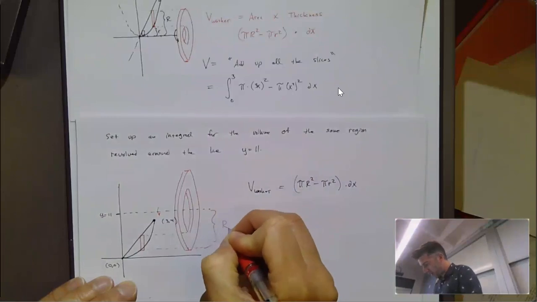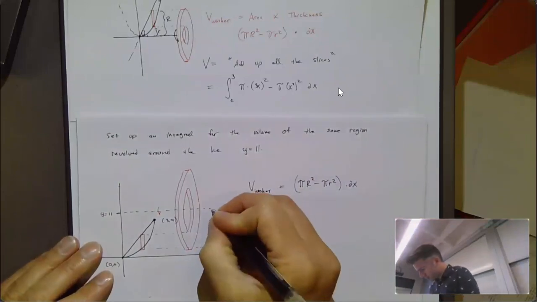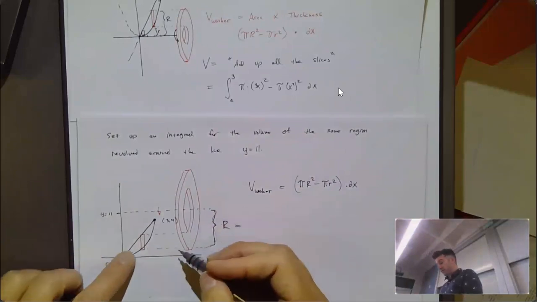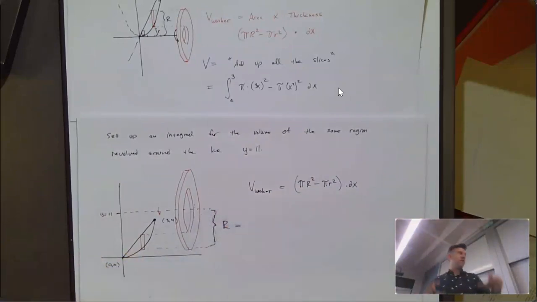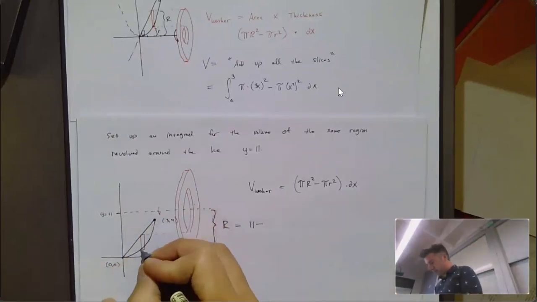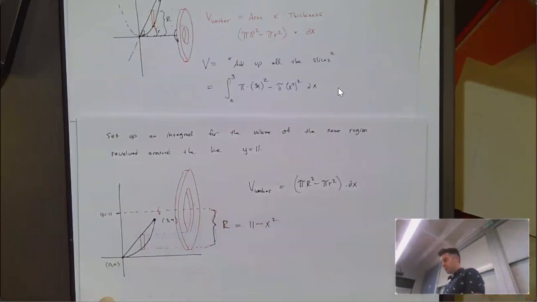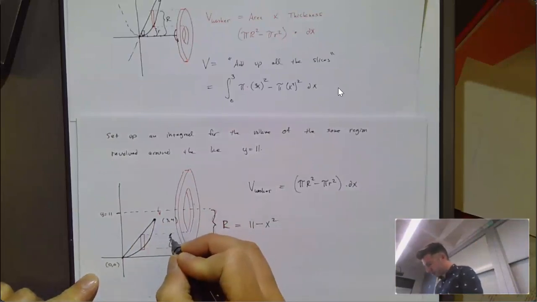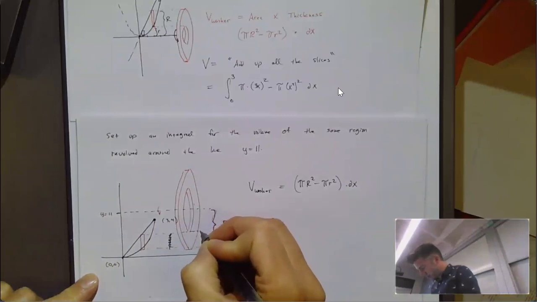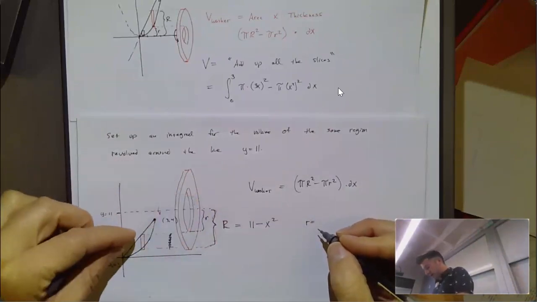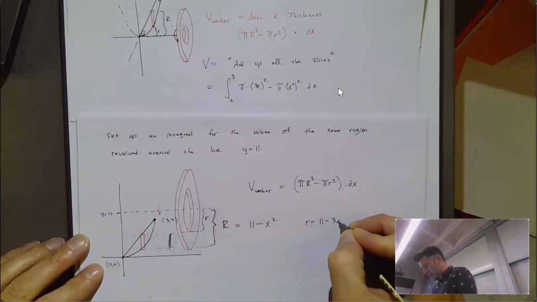But in this case, that's my larger radius. The pen is dying. So my larger radius is the distance from the further function to the axis of rotation. If I want to find the distance between two things, how do I usually find it? Subtraction, right? So that's just going to be 11 minus my further away function, which is x squared. And my smaller radius is going to be the difference between my axis of rotation and my closer function. So it's going to be 11 minus 3x.